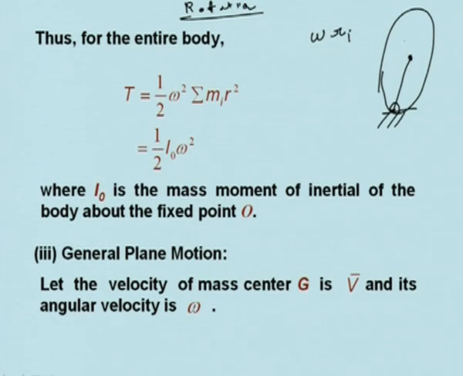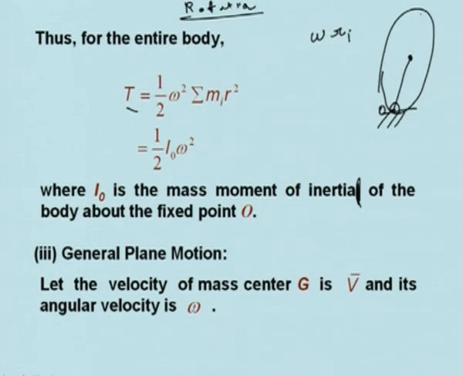Omega square is common for all the particles, so it can be taken outside. So, for the entire body you have the expression T is equal to half omega square sigma mi ri square, and that is equal to half I0 omega square, where I0 is the mass moment of inertia of the body about the fixed point O. This is the fixed point. So, if the body is rotating about a fixed point, then T is basically half I0 omega square. It may be rotating about that fixed point, or it may be some instantaneous center of rotation, then also we can find half I0 omega square. Here you have to find the mass moment of inertia about the fixed point.